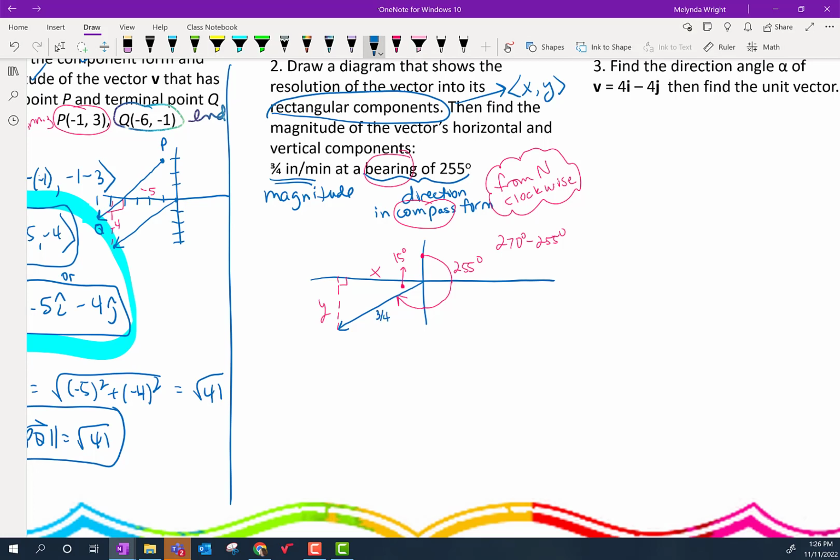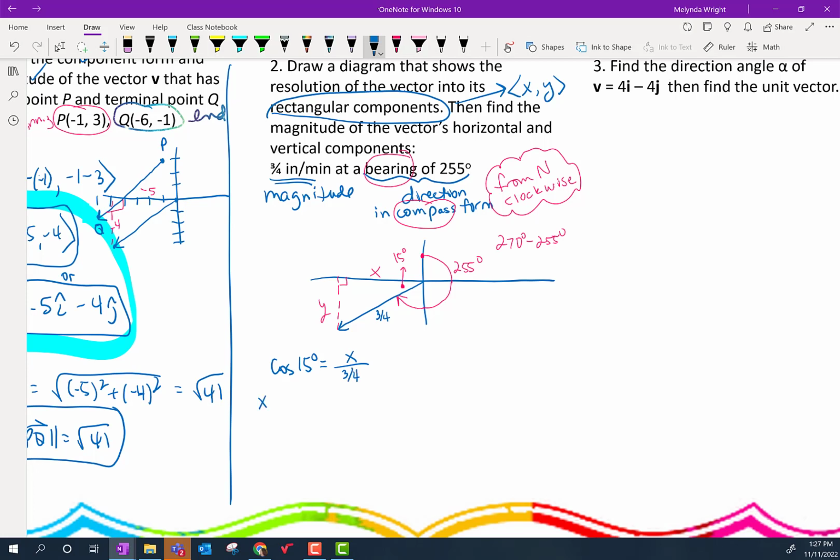So I've got the hypotenuse. Okay, so let's think about our right triangle trig stuff. If I've got the hypotenuse and I want the adjacent side, I would use which trig function? Cosine. I would use cosine. So we're going to do cosine, and you would have a calculator for this. Cosine of 15 degrees equals adjacent, which is x, over hypotenuse, which is 3/4.